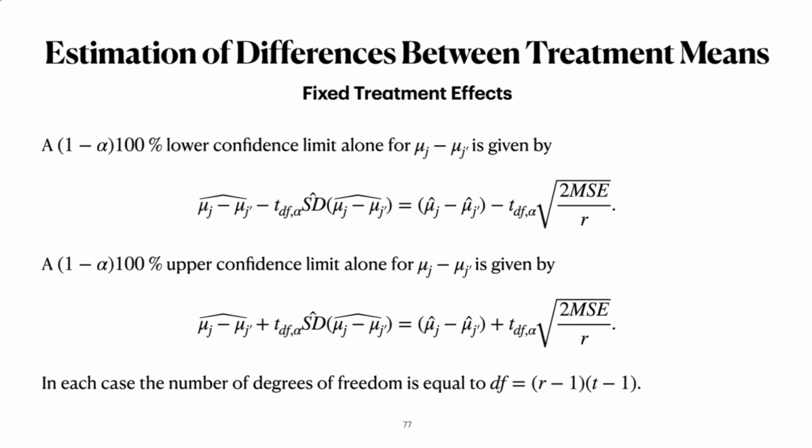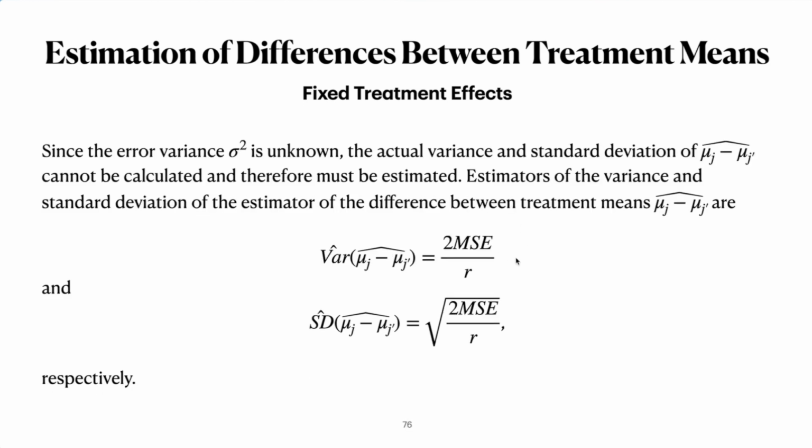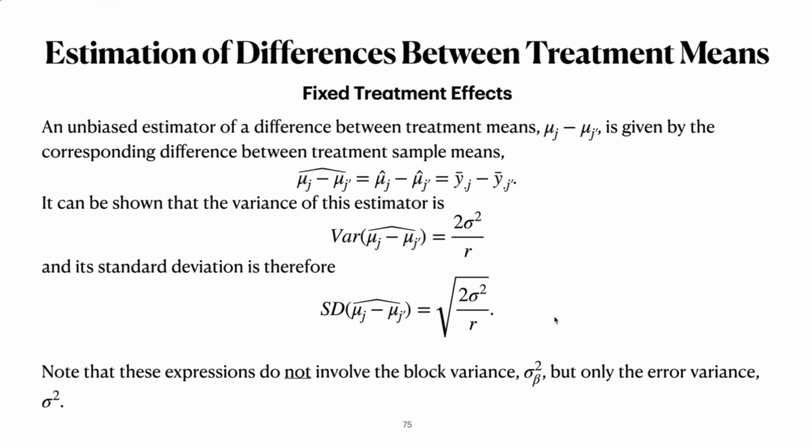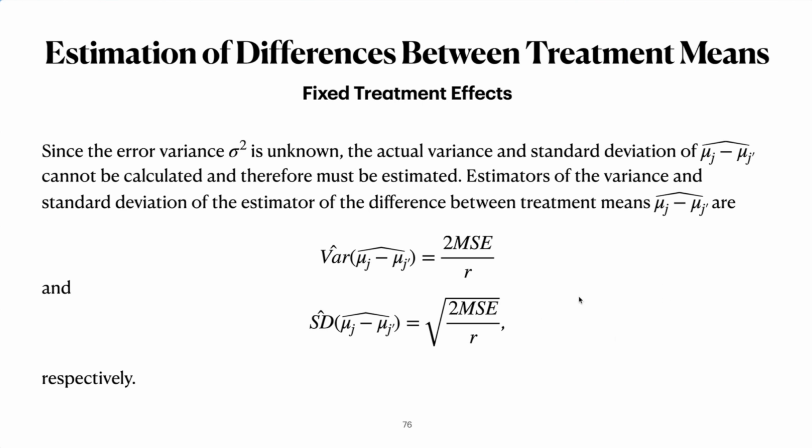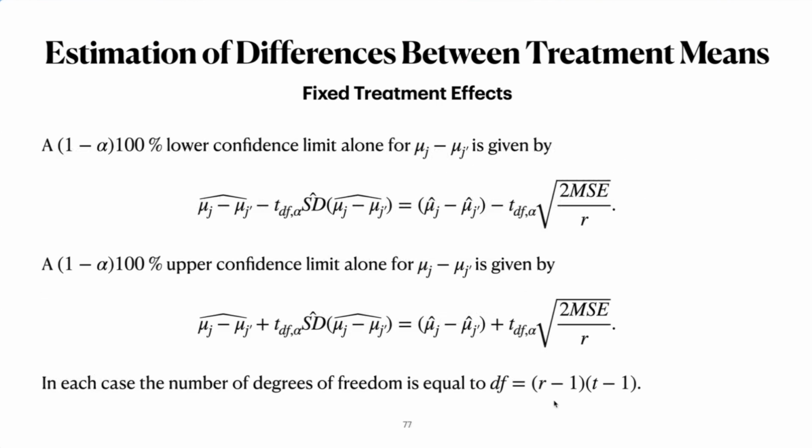Now, it turns out that in this case, we are able to find the interval coefficient in order to construct confidence intervals. Let me just back up here a second. Because the estimated standard deviation for the estimated treatment difference only involves the mean squared error, which is the case because the variance and standard deviation of this estimated difference only involves sigma squared, the reference distribution, or the distribution from which we get the interval coefficient, is the t-distribution with degrees of freedom equal to the degrees of freedom for the MSE, which you'll remember were r minus 1 times t minus 1. And so that is the distribution from which we get the interval coefficient for our confidence intervals.